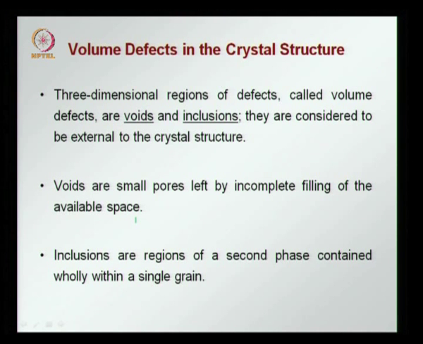The last type of defects is a three-dimensional region of defects called volume defects, and they can be of two types. They can be voids, which means that there is an absence of material, or they could be an inclusion where there is another phase or another type of atom being introduced in a large volume, and these are usually considered to be outside or external to the crystal structure. You have a crystal structure and there is a gap that is outside the crystal structure, or there is a volume that is introduced again outside the crystal structure. There is no continuity of the crystal structure through the volume defect, be it a void or inclusion.